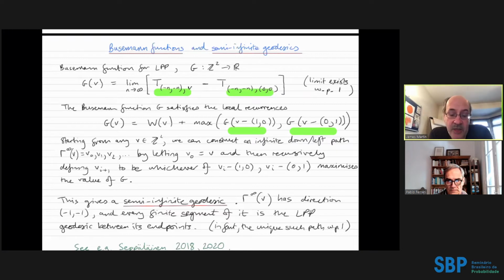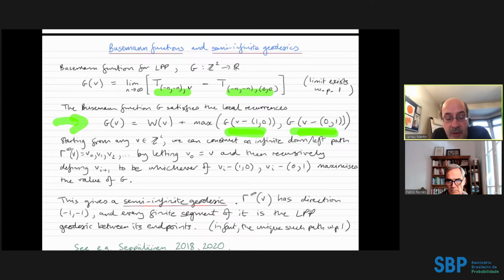And now we can construct these infinite geodesics starting from any point. I've got a value of G of V, and I'm going to look at this recurrence here, and I'm going to say, well, which of these two points here has the larger value of G? So I go from V to either the point below or the point to the left, whichever one has the larger value of G. And then I repeat again. So now from maybe the one on the left, I go either down or to the left. I'm always trying to maximize this value of G. And in this way, I get what's called an infinite path, and every step goes down and left. And this gives what's called a semi-infinite geodesic.